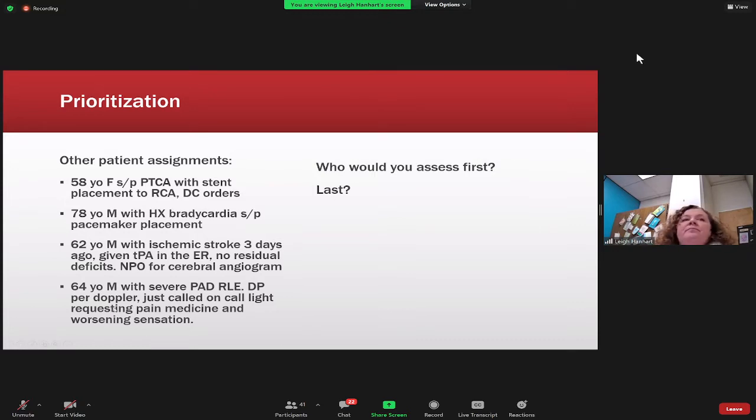From there, they had a stent placed to the right coronary artery and they have discharge orders. The other patient, 78-year-old male with a history of bradycardia. What is bradycardia?